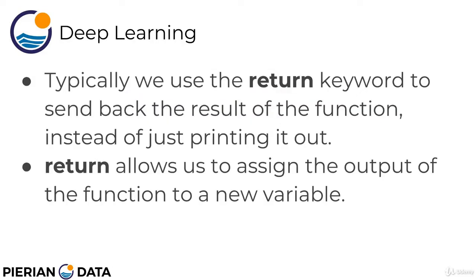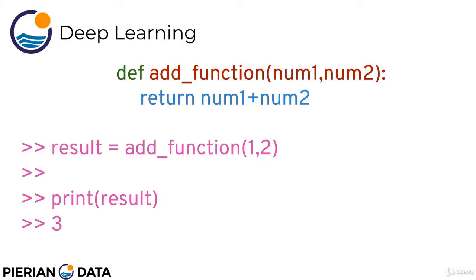Now typically, instead of printing things out, we're actually going to be using the return keyword to send back the result of the function instead of just printing it out. So a really common question for beginners is what's the difference between printing stuff out and returning stuff in the function? Well, return allows us to assign the output of the function to a new variable. So it would look something like this.